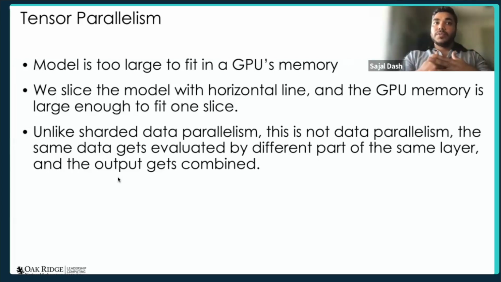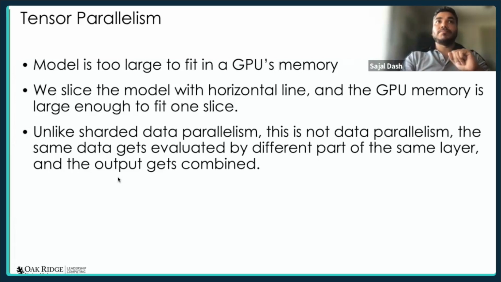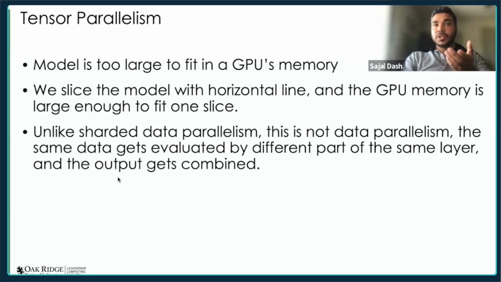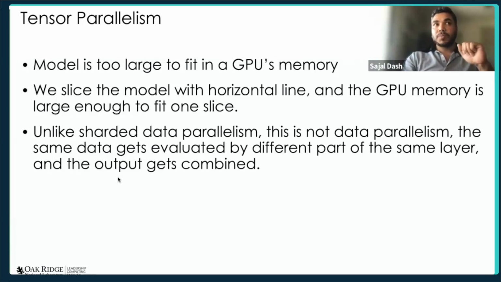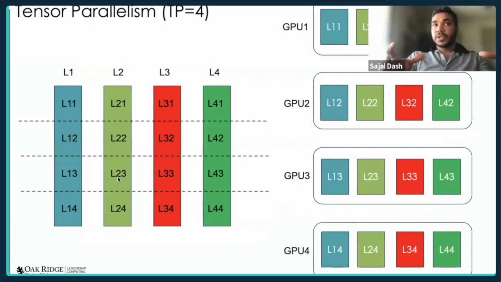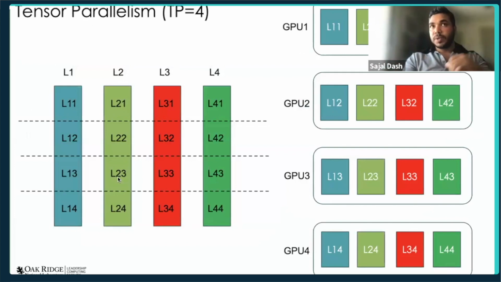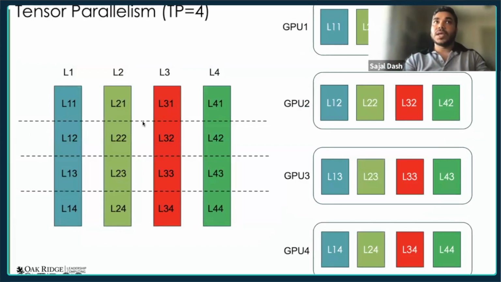For model parallelism, the simplest one would be tensor parallelism. The motivation for all sorts of model parallelism is that the model is too large to fit in the GPU's memory. Let's say you have a model with 4 layers, and you know the whole model is too large to fit in a single GPU's memory. So you slice it with, let's say, horizontal lines, and take one slice and put it on one GPU, the second slice on a second GPU, and so on.